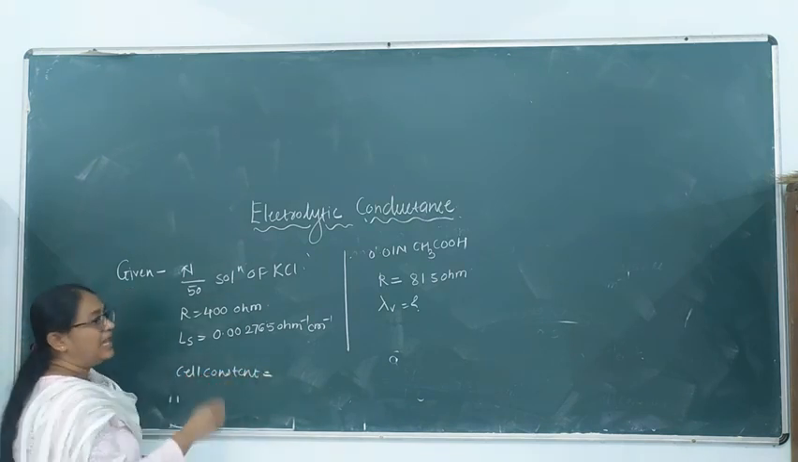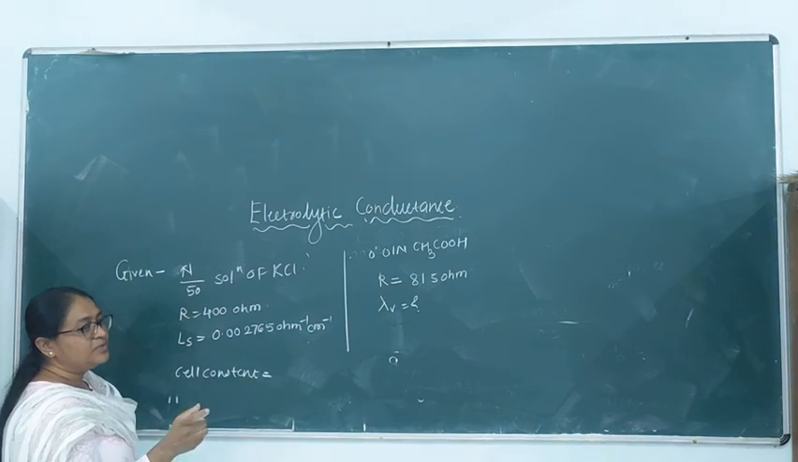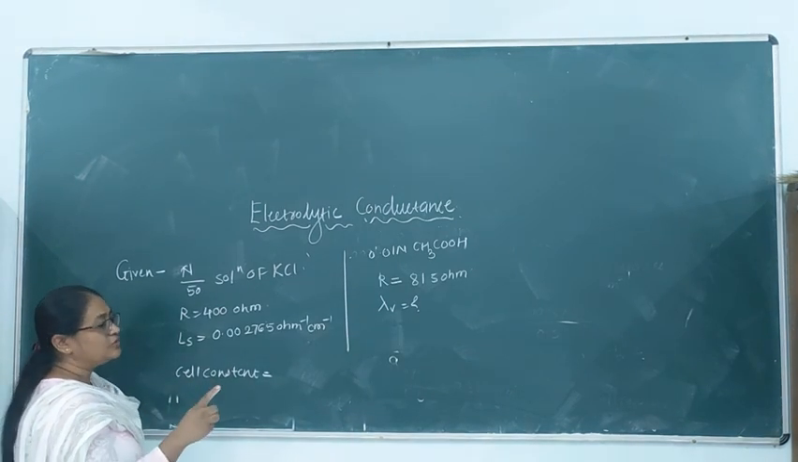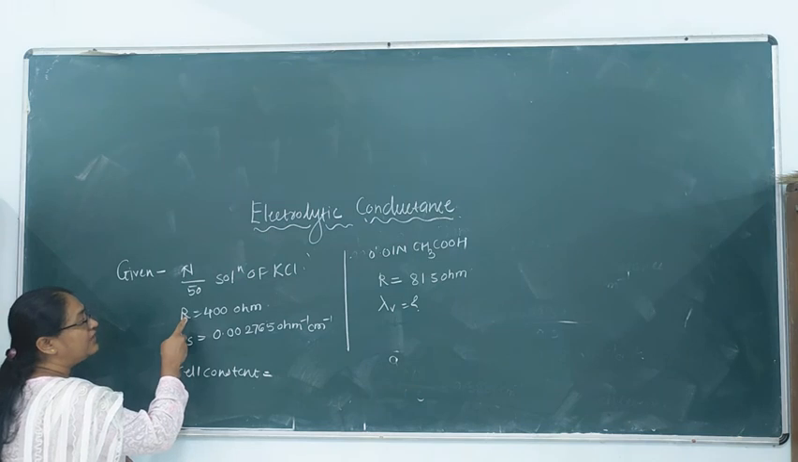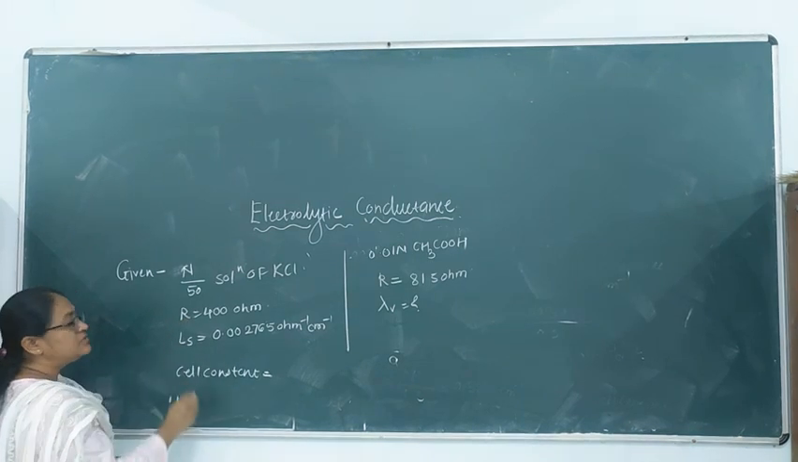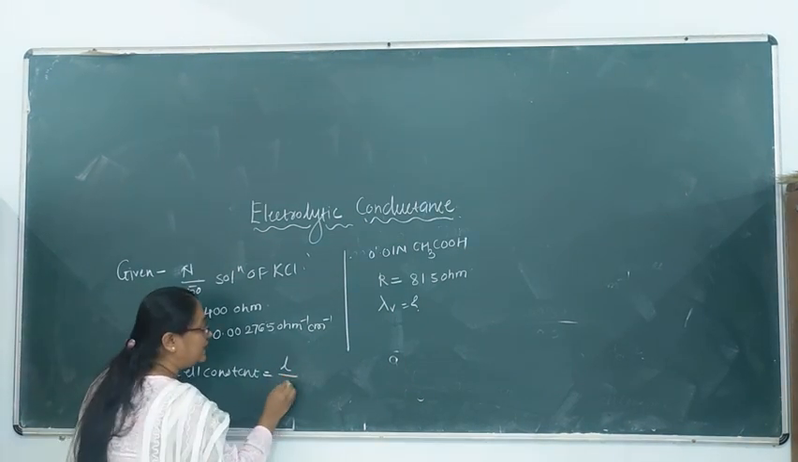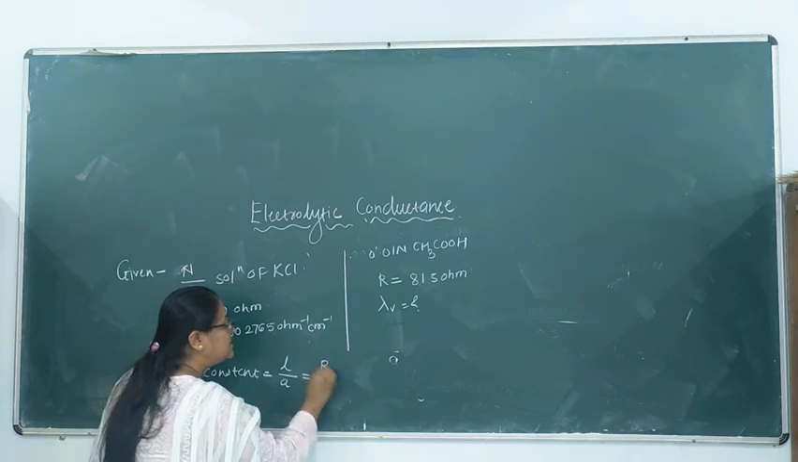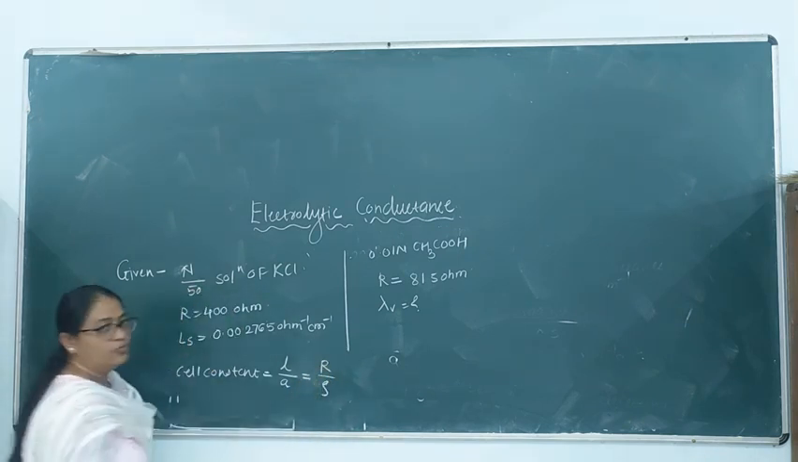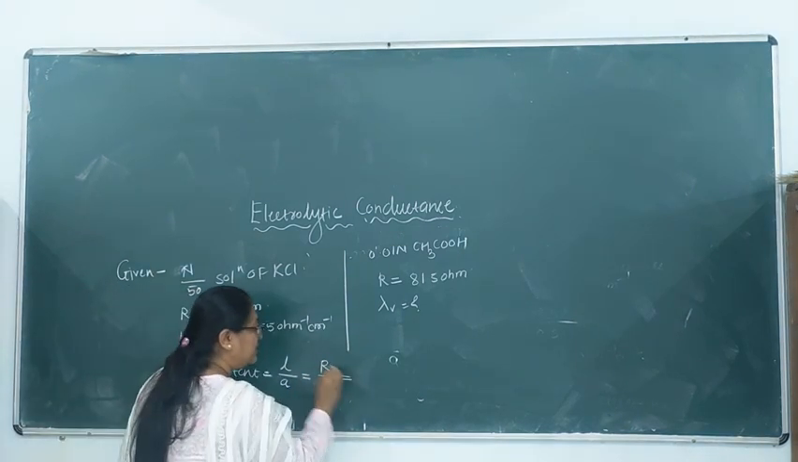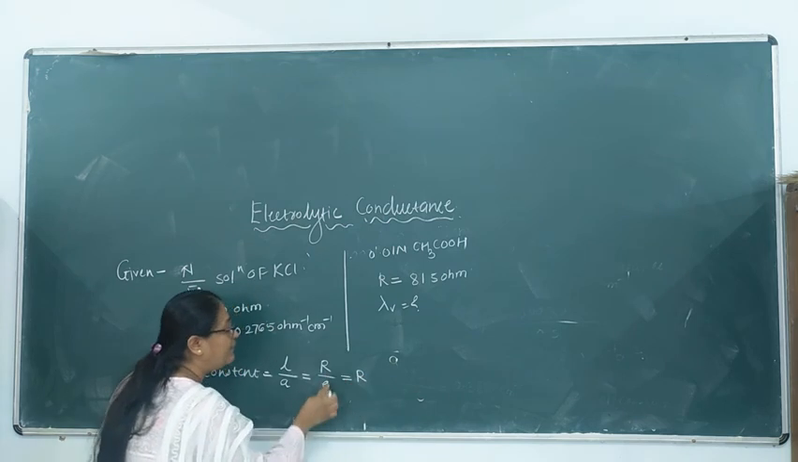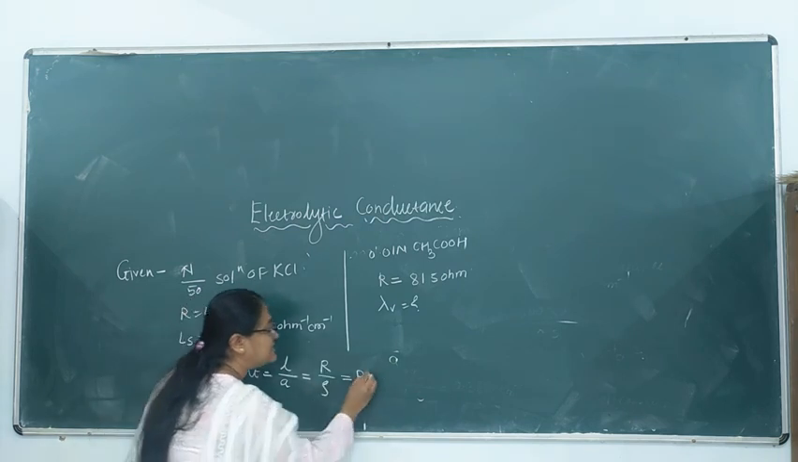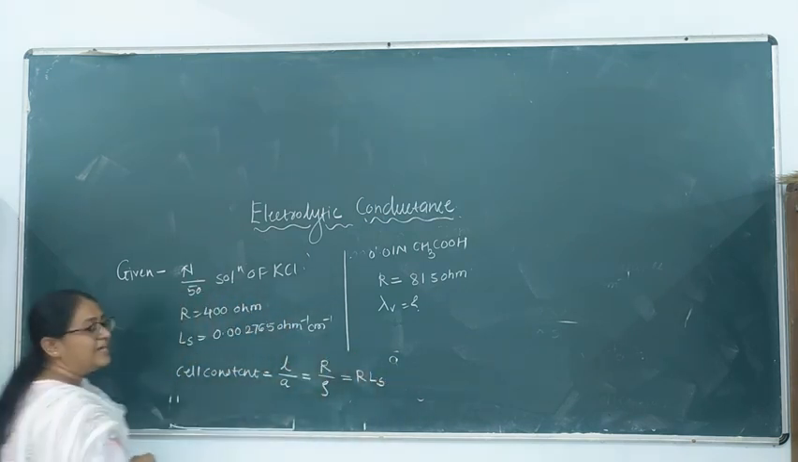Now directly L, the distance between the two electrodes, and area of cross section is not given. We have given the value of R and Ls. Now cell constant, we know that is equal to L by A, which is equal to R divided by rho. Right? So this is nothing but R into 1 upon rho, and 1 upon specific resistance is nothing but Ls.